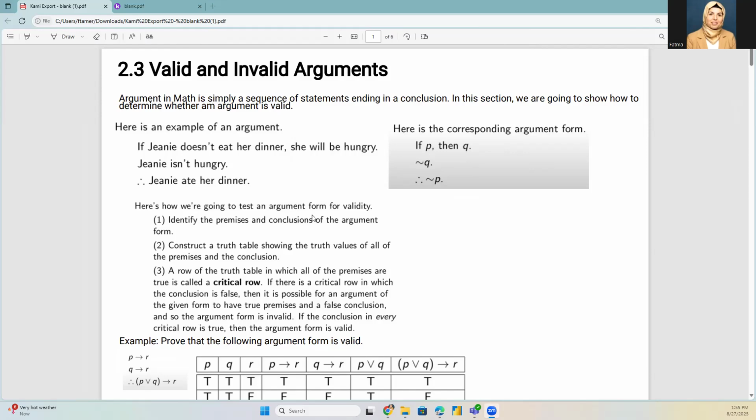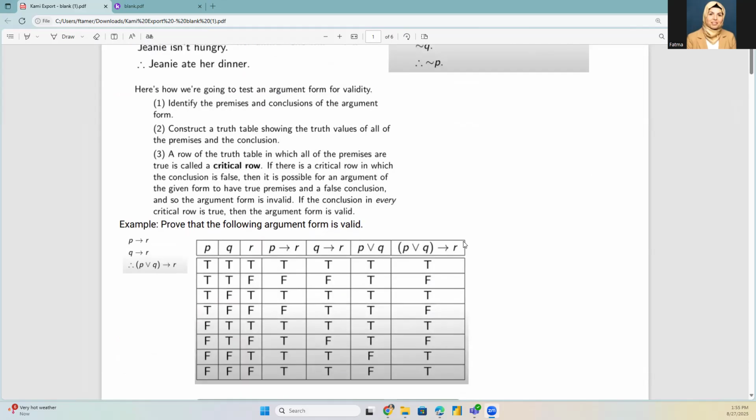In order to decide if an argument is valid or not, we follow three steps. First, we identify the premises and conclusion of the argument form. Then we construct a truth table, which shows the truth values of all of the premises and the conclusion. Then we're only interested in the rows called critical rows. A critical row is a row of the truth table in which all the premises are true.